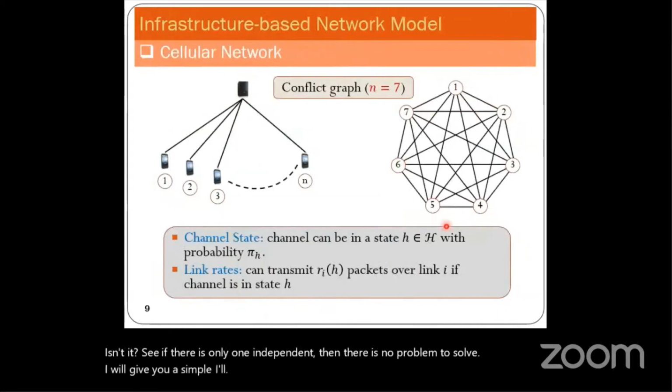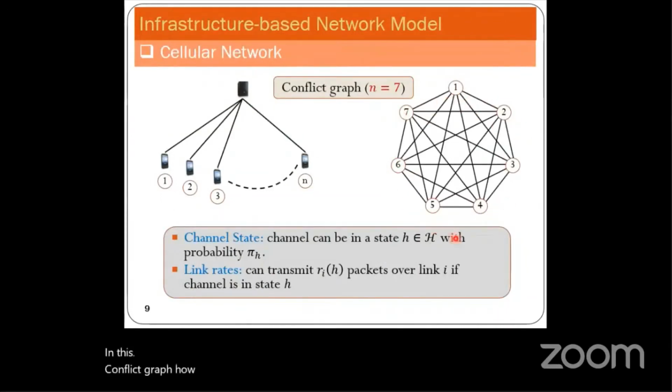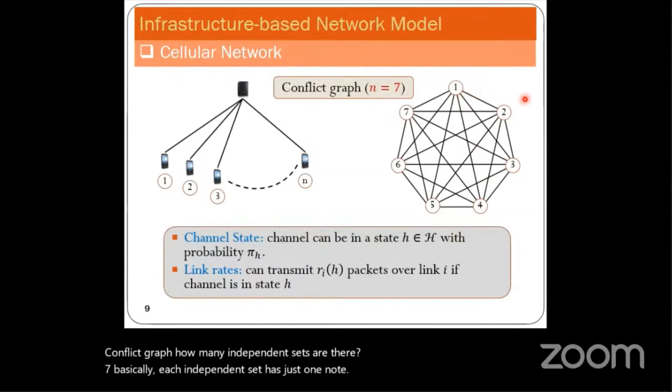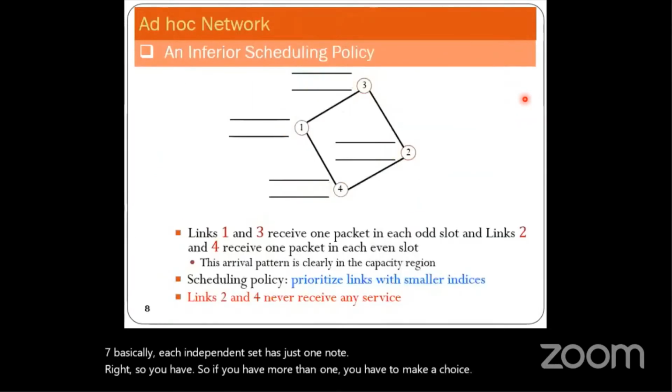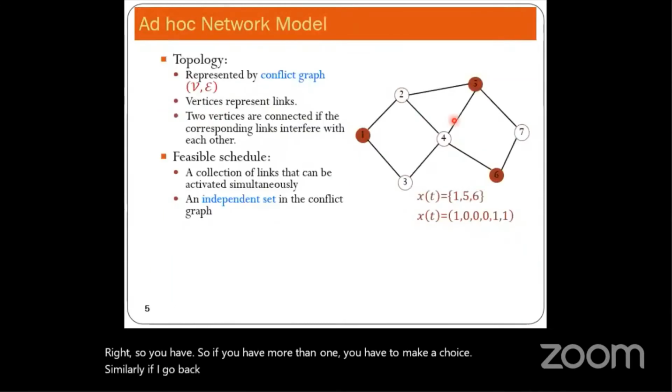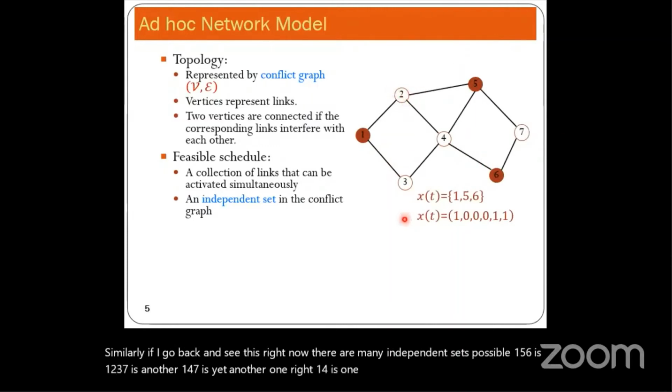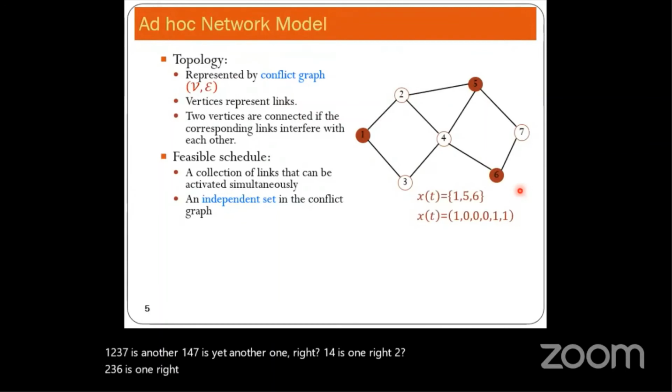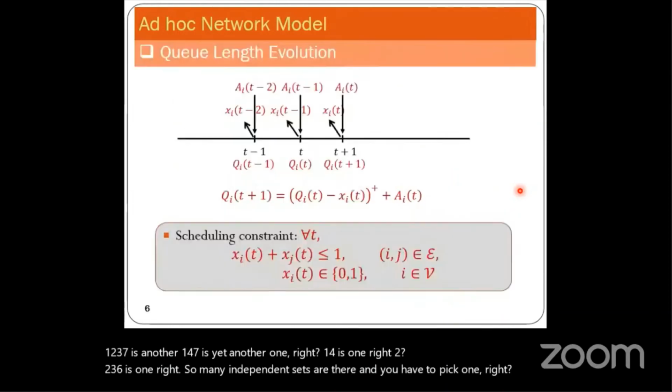In this conflict graph, how many independent sets are there? You know, 7. Basically, each independent set has just one node. So if you have more than one, you have to make a choice. If I go back and see this, right now there are many independent sets possible. 1, 5, 6 is one, 2, 3, 7 is another one, 4, 7 is yet another one, 1, 4 is one, 2, 3, 6 is one. So many independent sets are there and you have to pick one. Yeah, that is the problem. That is the scheduling problem. Which one to pick?